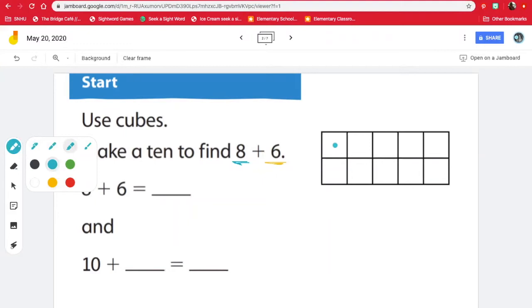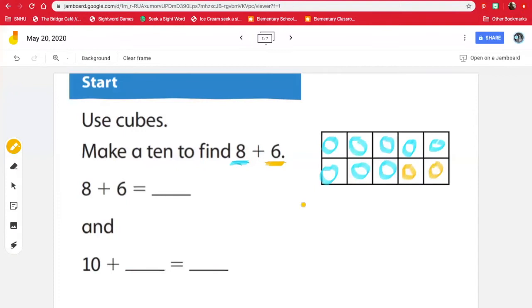So count with me. Let's fill in the 8 first. 1, 2, 3, 4, 5, 6, 7, 8. So we have our 8. Now it's time for 6 yellows. So first, because we want to make a 10, we're going to fill in the rest of the 10 frame. So count with me. 1, 2, 3, 4, 5, and 6. So here we can see that we have 10 in the 10 frame.